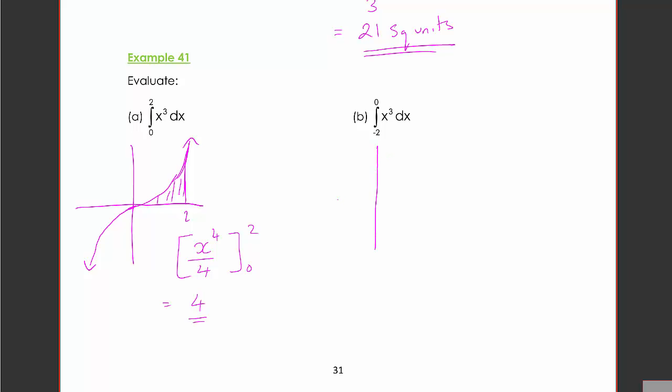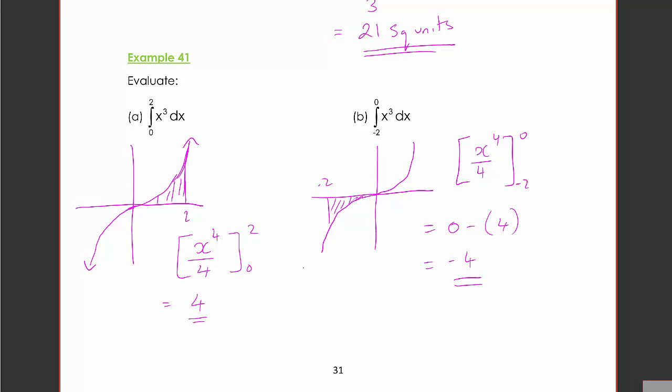Now, if we look at x cubed this time from -2 to 0, we must be talking about this area just here. So the integral is the same, x to the 4 over 4 from -2 to 0. So using the top limit we get 0. Using the bottom limit we're going to get (-2) to the 4, which is 16, divided by 4, which is 4. So we end up with -4.